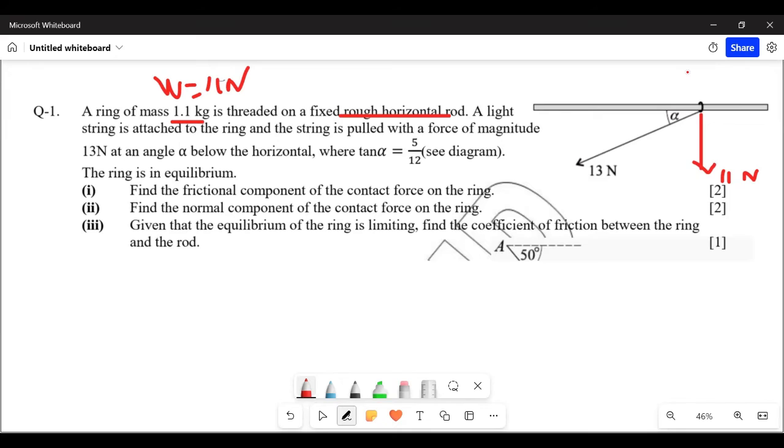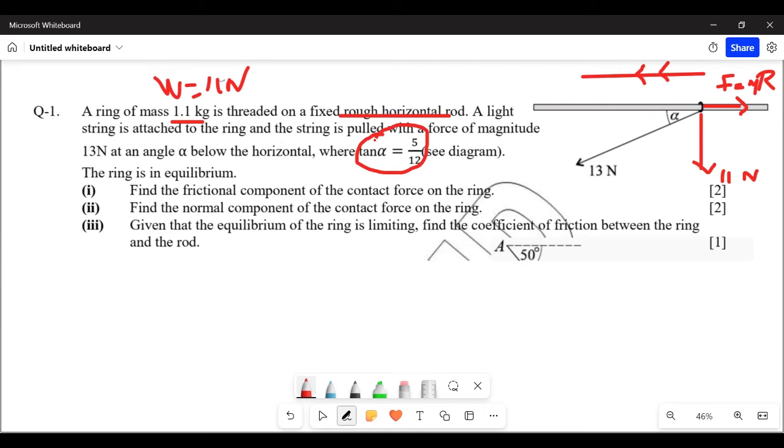So we can tell from the direction of this pull that it's going to be moving in this direction. So that means since the rod is rough, there's friction in this direction. Call it F equals mu R. Then the tension is already mentioned. It's 13 newtons at an angle alpha with the horizontal, where tan alpha is 5/12.